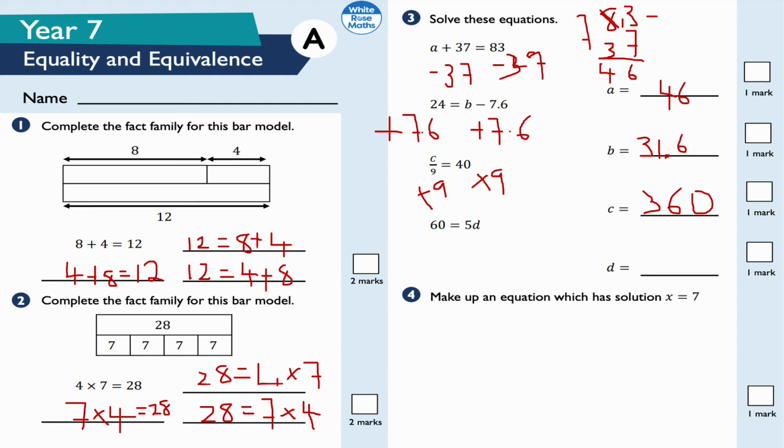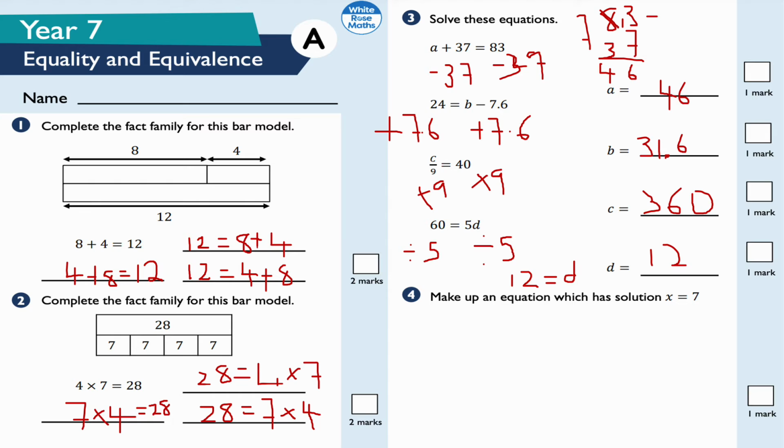The next question, 60 is equal to 5d. Well, if I divide both sides by 5 to balance the equation and isolate the letter by itself, because I'm trying to get the letter by itself, 5d means 5 times d, so the opposite of times by 5 is to divide by 5. 60 divided by 5 is 12, so 12 is equal to d, or I can just rewrite that as d is equal to 12.